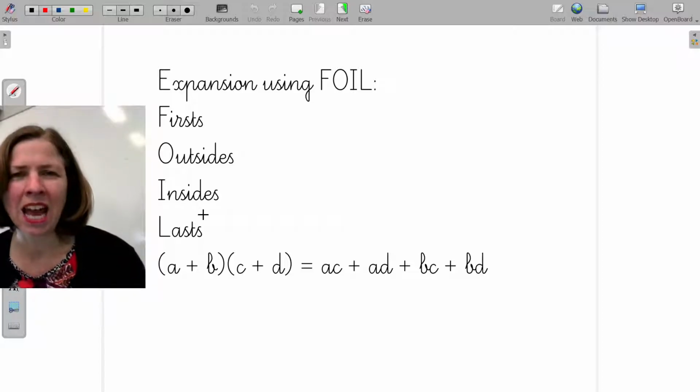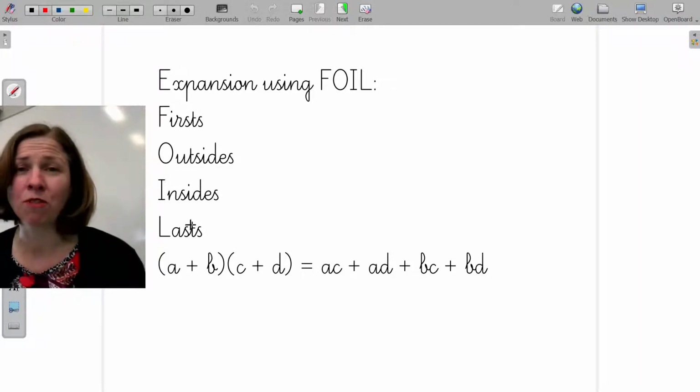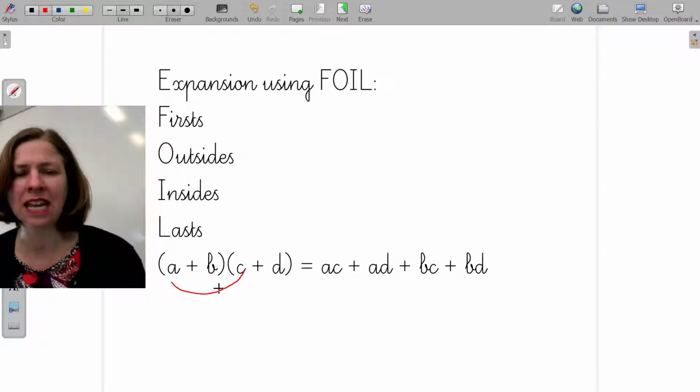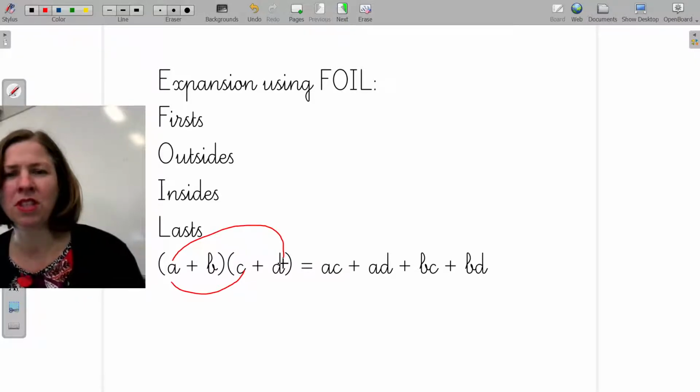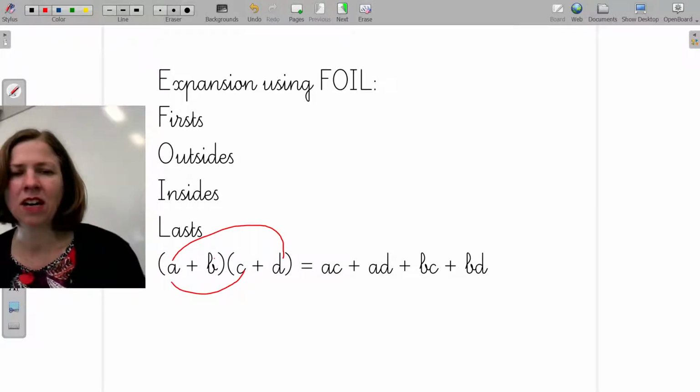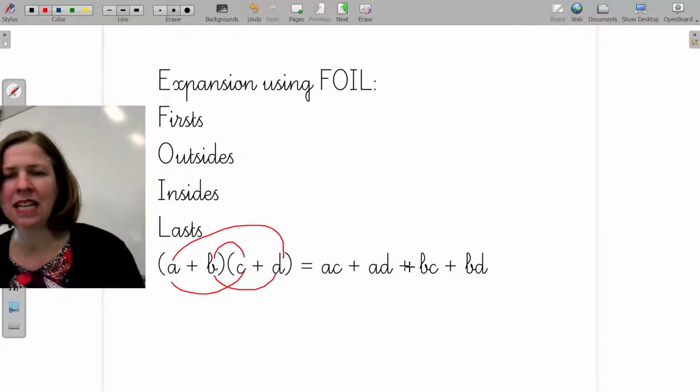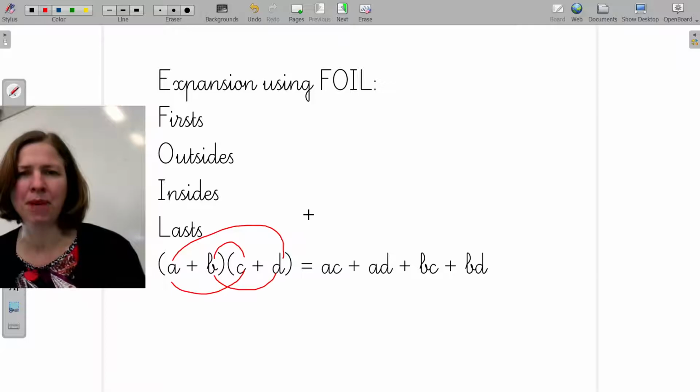Now, you don't really have to do it in this order. You could do FLIO if you wanted to, or FILO. It doesn't matter, as long as you get each of them once. So firsts means I'm going to go A times C because they're both first in the bracket. Outsides means A times D because they're both the outsides. Insides is B times C, and then the lasts is B times D. So that gives me AC + AD + BC + BD.